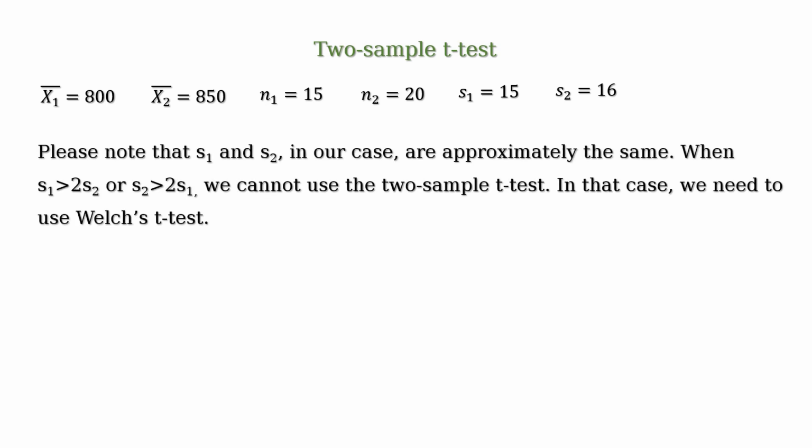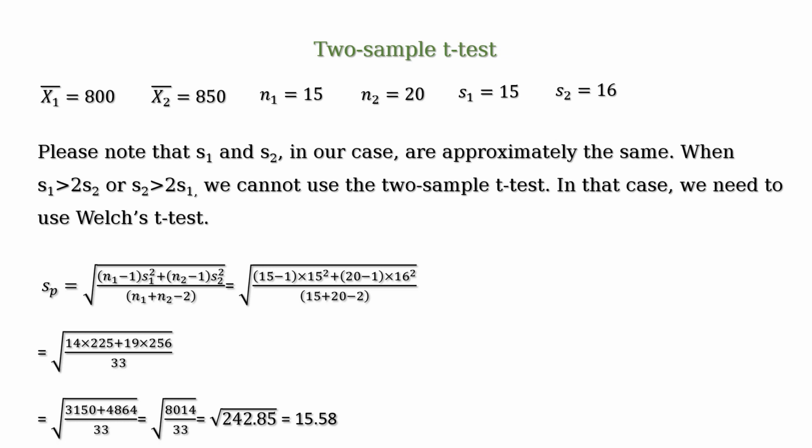In our case, x1 bar is equal to 800, x2 bar is equal to 850, n1 is equal to 15, n2 is equal to 20, s1 is equal to 15 and s2 is equal to 16. Please note that s1 and s2 in our case are approximately the same. When s1 is more than 2 times s2 or s2 is more than 2 times s1, we cannot use the two-sample t-test. In that case, we need to use the Welch t-test. Let's calculate the pooled standard deviation.